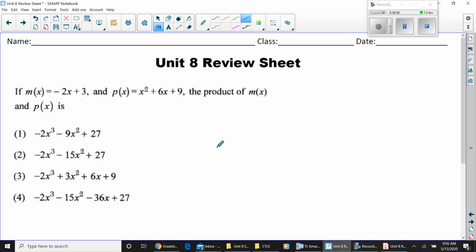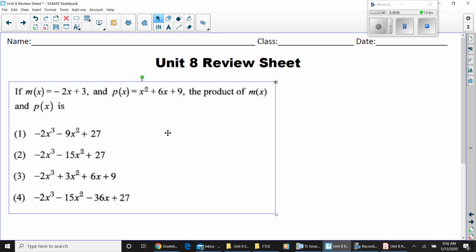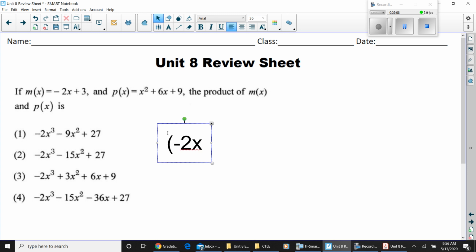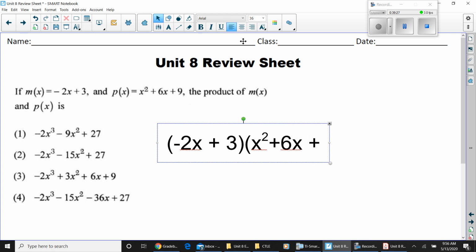If m of x equals negative 2x plus 3, and p of x is x squared plus 6x plus 9, the product of m of x and p of x is. So put both of these in parentheses and do distributive property like you're used to doing. All right, so I'm going to set them up with you. Negative 2x plus 3, and then you have the x squared plus 6x plus 9.